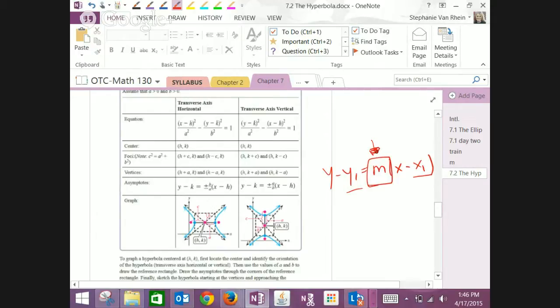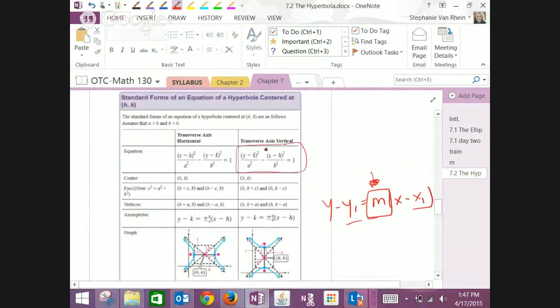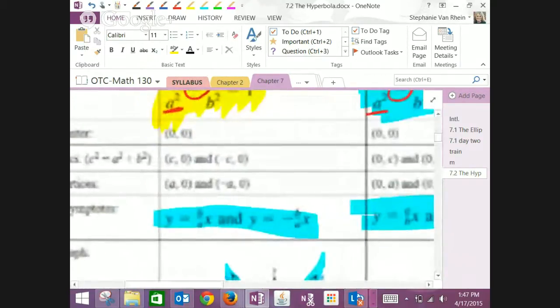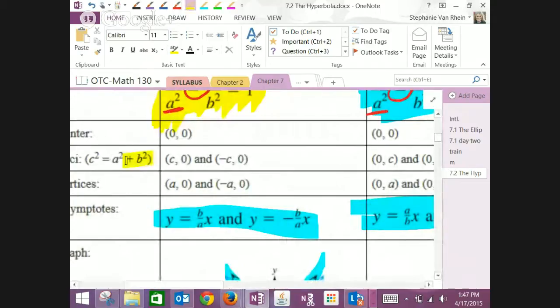Eventually, you're going to have to classify, just looking at the equation, is it an ellipse or is it a hyperbola? If one of them is negative, it has to be a hyperbola. If they're both positive, it's an ellipse. Find A, find C, and so forth. Another thing your book does is they call the focus C as well, but this time C squared is A squared plus B squared. Where last time C squared was A squared minus B squared. But it turns out it ends up making sense here, and we'll talk about that on Monday.